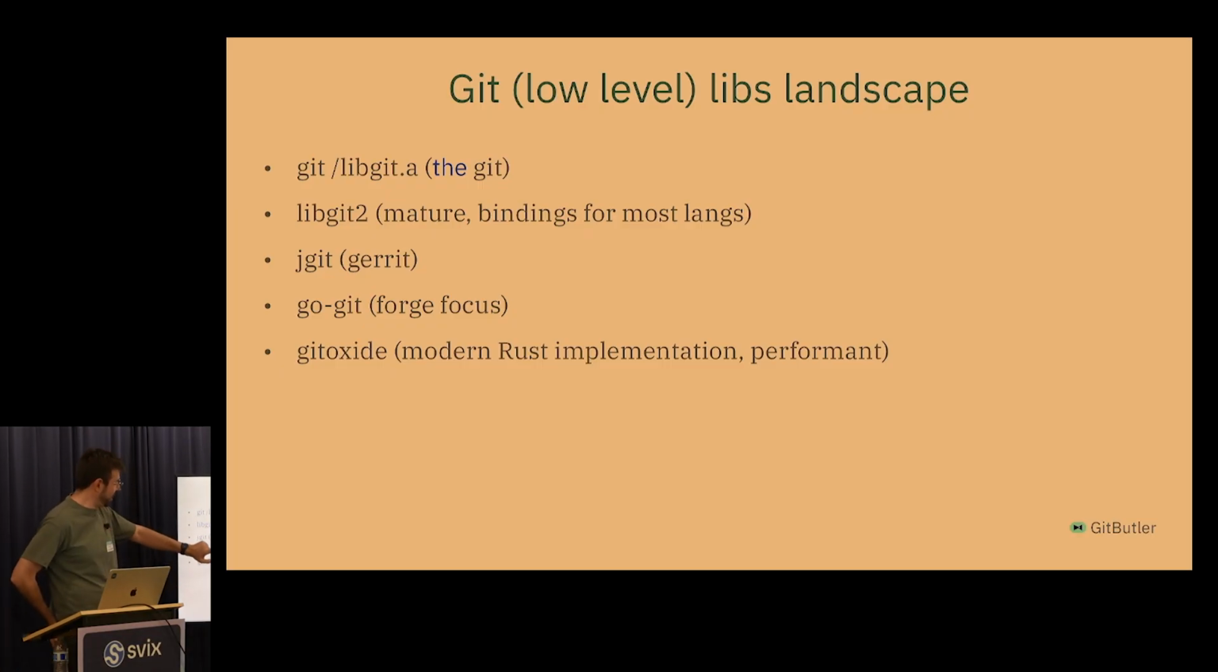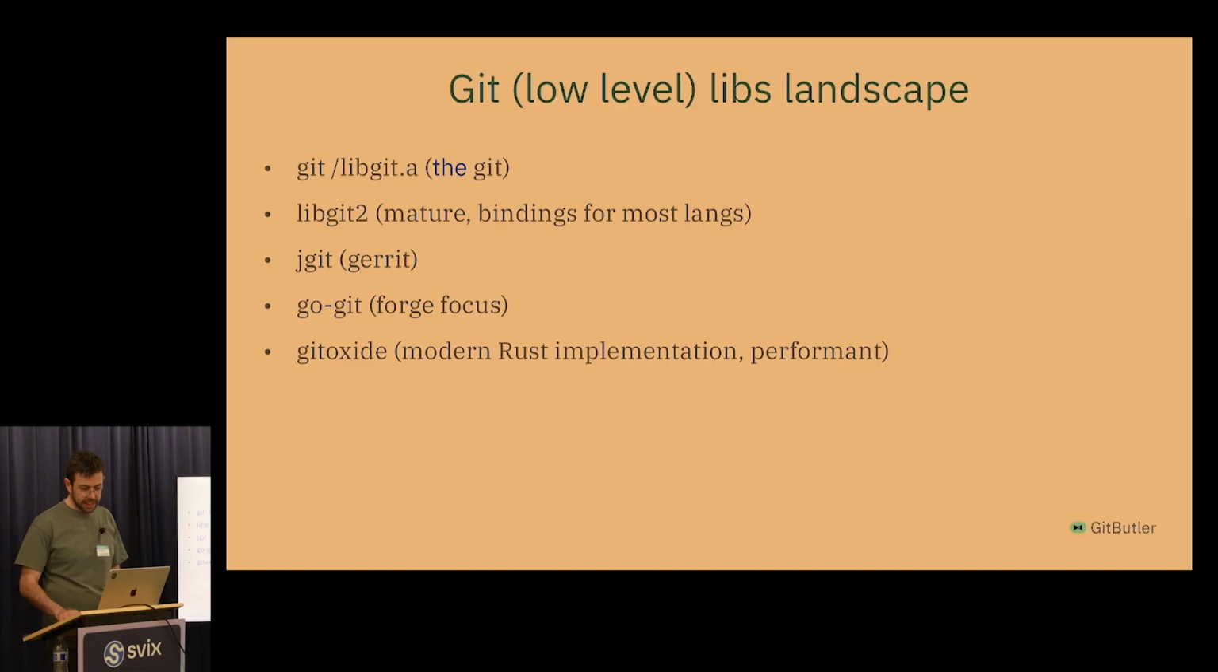And then finally, there is this library called Gitoxide, and I'm going to sell you on Gitoxide in this talk. Gitoxide is a modern Rust implementation that is very performant, and what it does is very stable and robust. The project is really focused on behaving as Git would. So if you want programmatic access to Git data structures, that's what you would use.